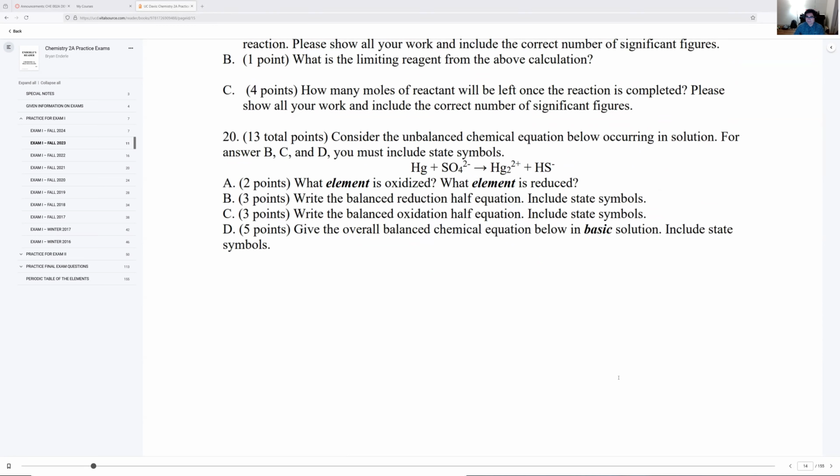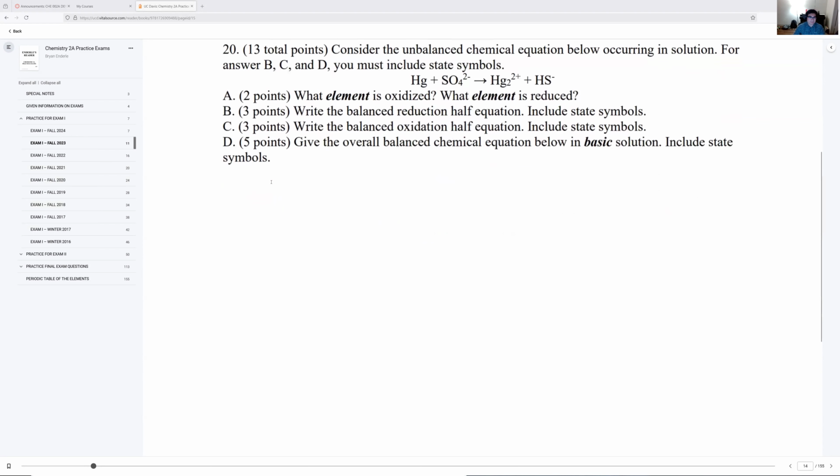Do I like this one? Yeah, I like this one. This is a redox, right? Yeah, it is. So why don't we do number 20? This is a redox problem. So why don't we talk about terminology first?